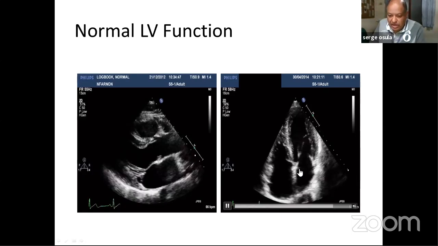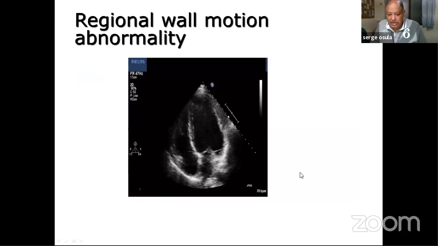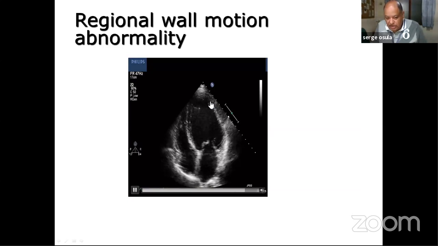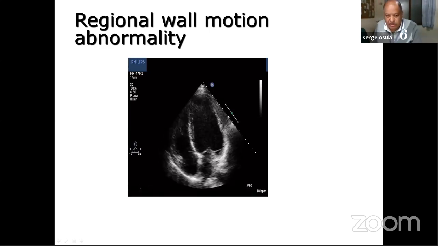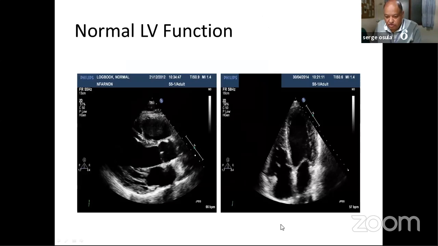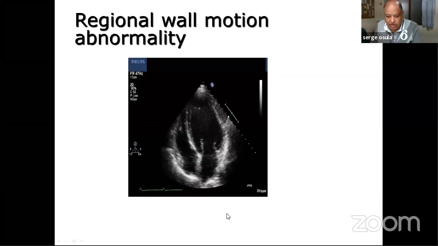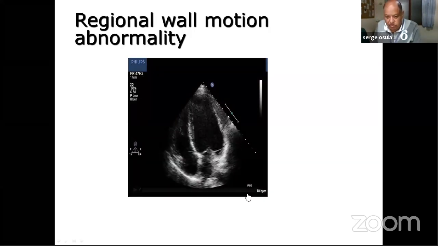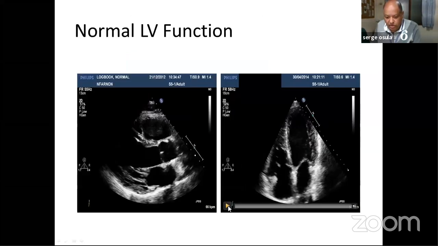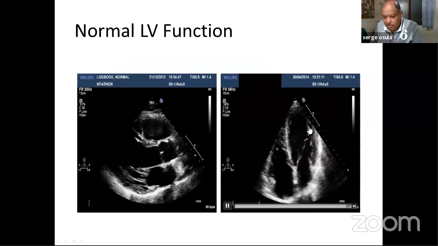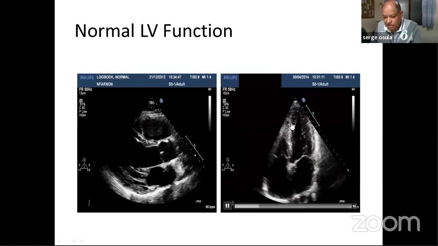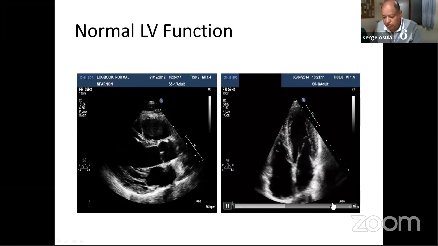And when I say new regional wall motion abnormality, can you see that this is slightly different? This here does not contract like you saw in the other. This is flat. Okay, I'll show you the other just to turn you into a cardiologist overnight. Can you see how everywhere thickens well? So that's what we look for. We look for regional wall motion abnormalities.